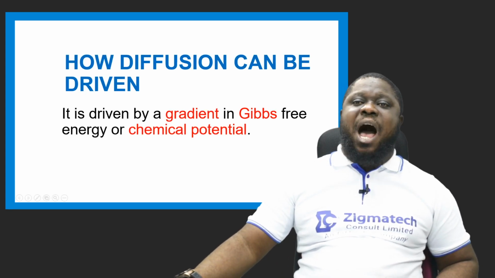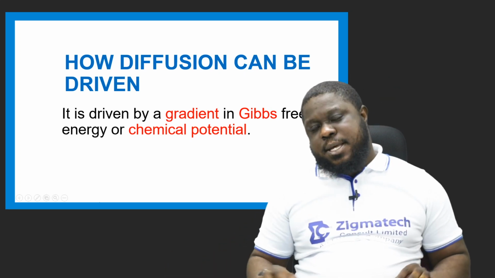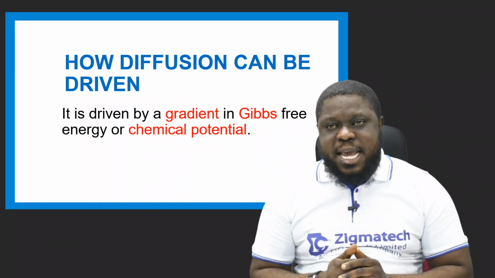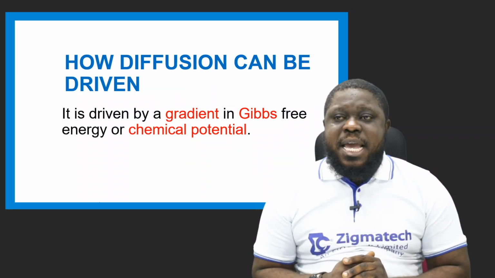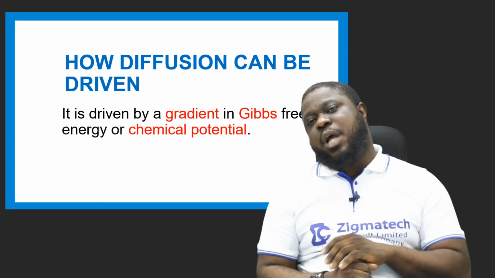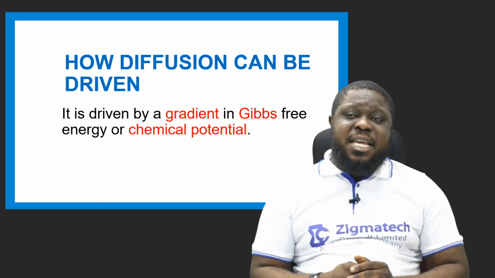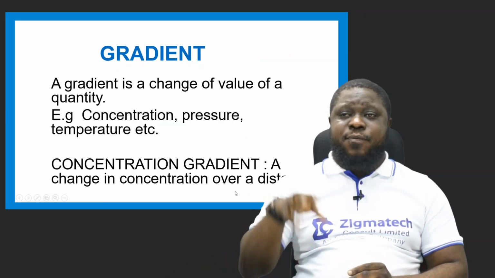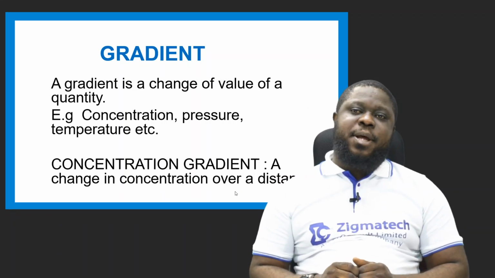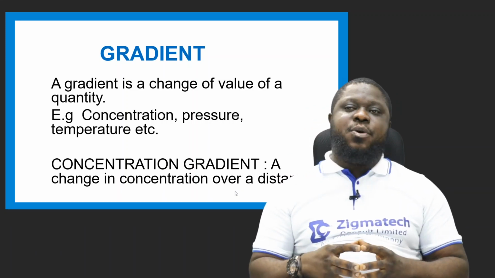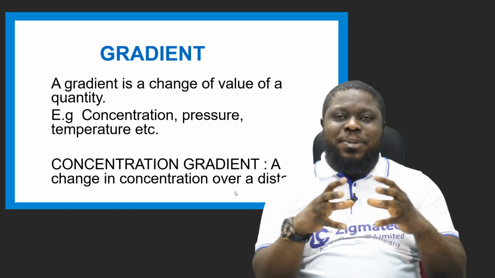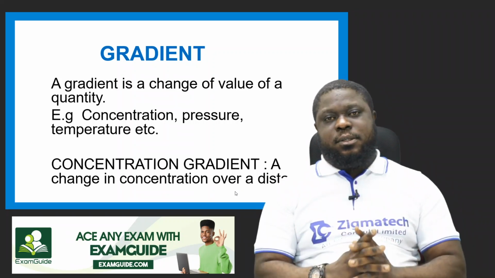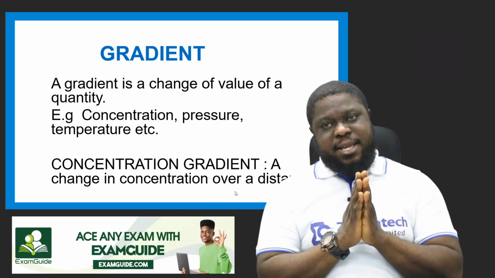Now the next one is how diffusion can be driven. How can we drive diffusion? How can diffusion be gotten? It is driven by a gradient in Gibbs free energy or chemical potential. Now, what is a gradient? A gradient is a change of value of quantity. Concentration, pressure, temperature, etc. Change of value of quantity. Now, when this spray comes out, first of all, the quantity, the amount of spray inside.